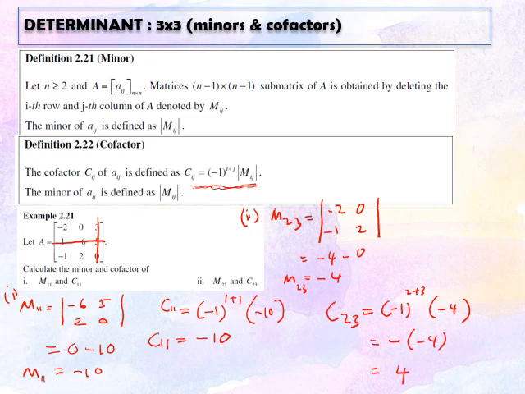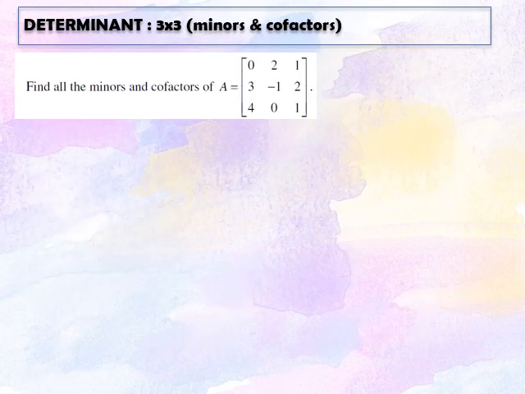So that's it. To find a cofactor, you always need to find the minor first. To find the minor, we delete the particular row and column. To find the cofactor, we use the formula negative 1 to the power i plus j multiplied by the minor. So let us try this example. Find all the minors and cofactors of A. A is given here, a 3 by 3 matrix. You need to find all minors and cofactors. Let us start with M11.